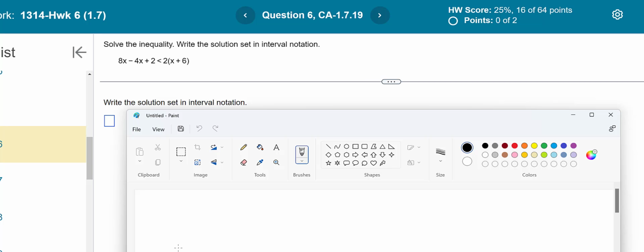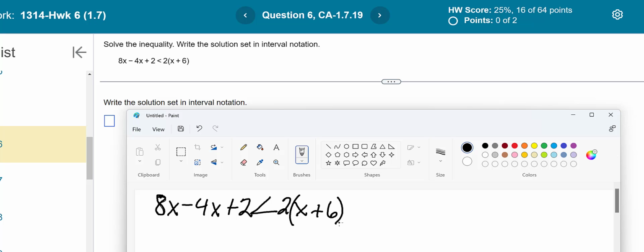So I'm going to do this question here, if I can find my Wacom pen. Okay. So this one says 8x. I like the thicker pen, it's just better to see and better to work with. So it's 8x minus 4x plus 2 is less than 2x, or 2 times x, plus 6.